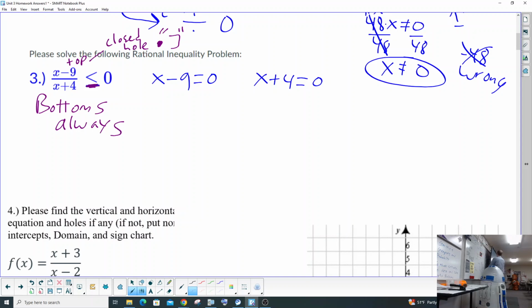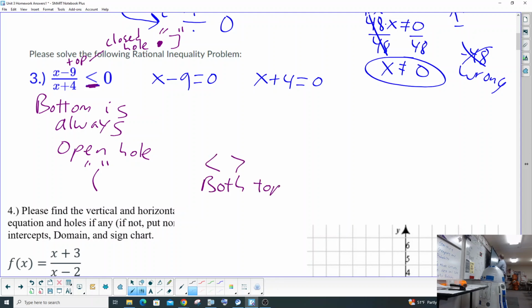So the bottom is always an open hole, because you can't have negative 4 on the bottom, because that would make it go to 0, can't divide by 0. So bottom is always an open hole and always a parentheses. The top is a parentheses, and the bottom is a parentheses if it's like less than or greater than.